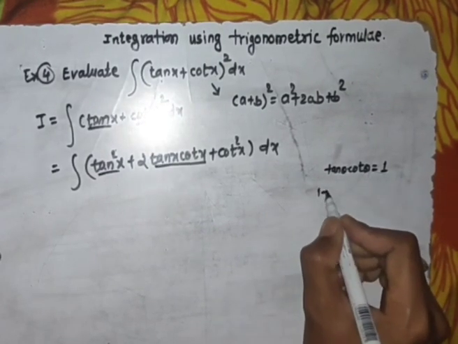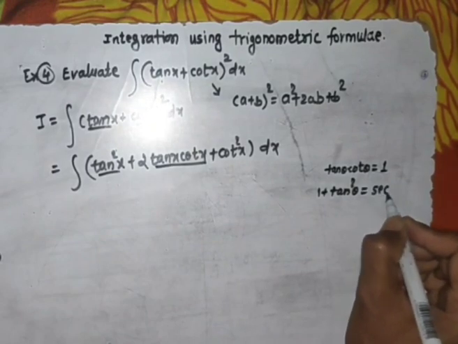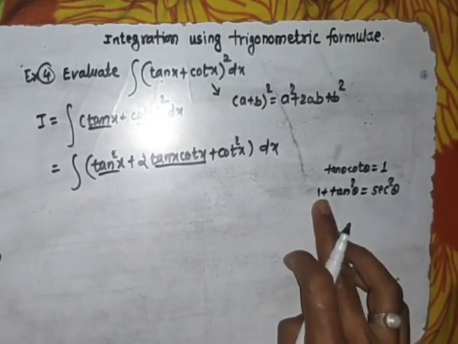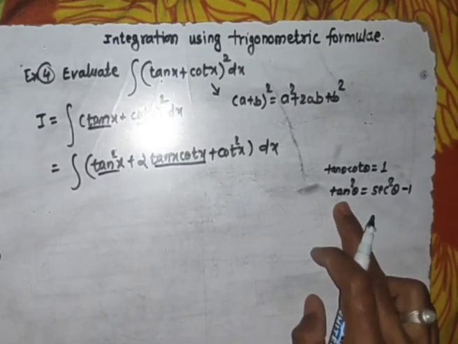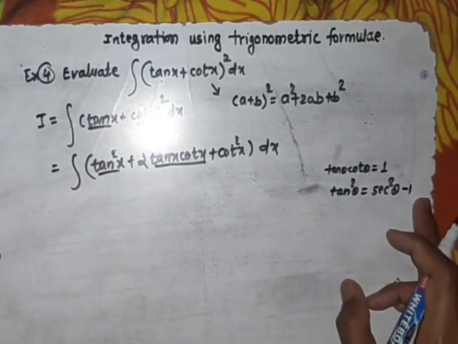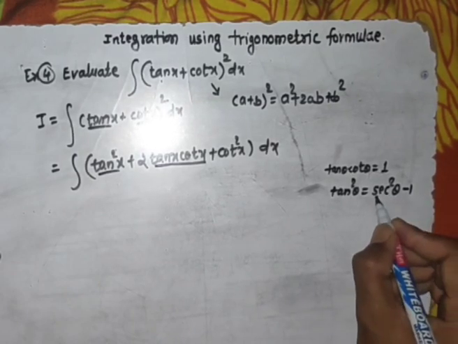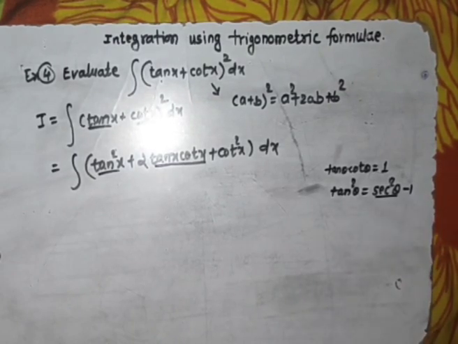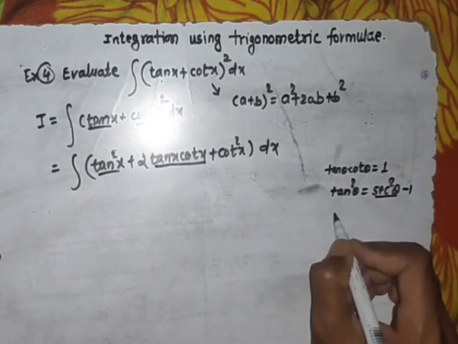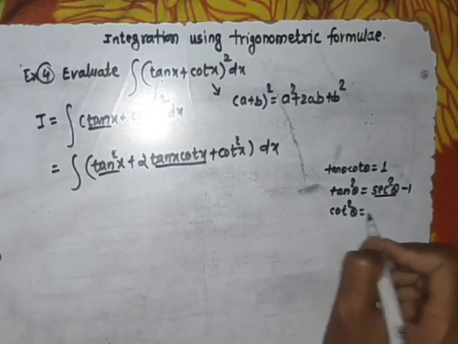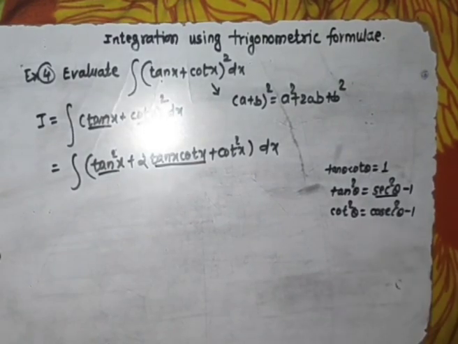The standard equality is 1 plus tan square theta. What is the value of 1 plus tan square theta? This is sec square theta. Shifting the plus 1 to the right hand side, tan square theta is sec square theta minus 1, and the integration of sec square x is a standard formula, and we can also integrate 1. Similarly, what is cot square of theta? Cot square of theta is cosec square of theta minus 1, using the third standard equality.